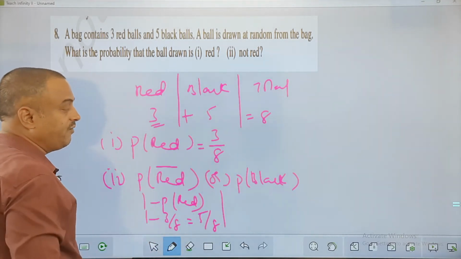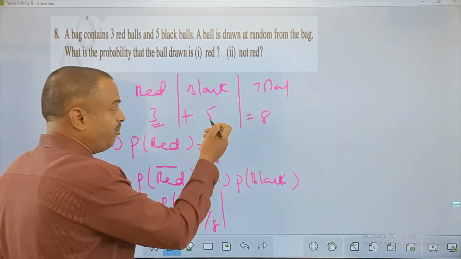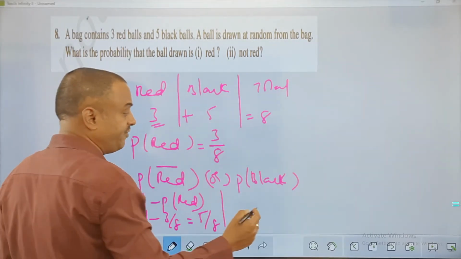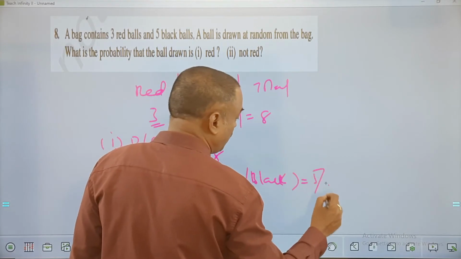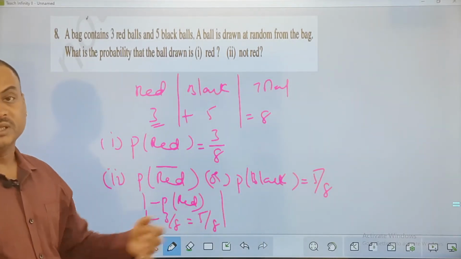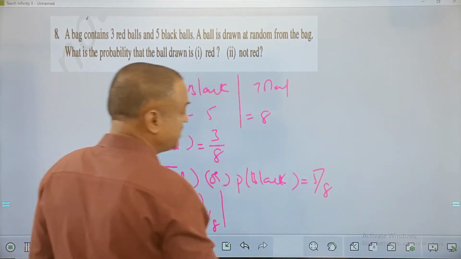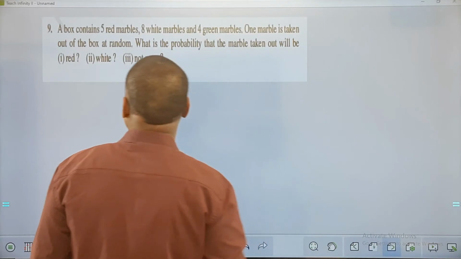Or directly you can find: if it is not a red, then definitely it should be black. The number of black balls is 5, so 5 are in favor. So 5 out of 8 is the direct answer. Either you go by this method or that method, the answer has to be the same. So anything can be opted for here.